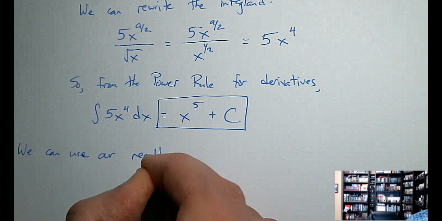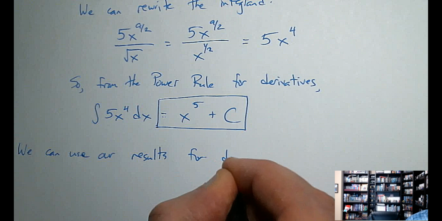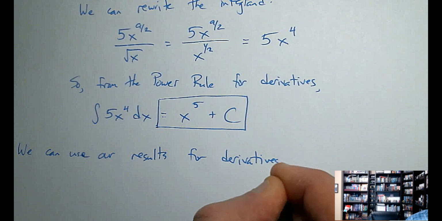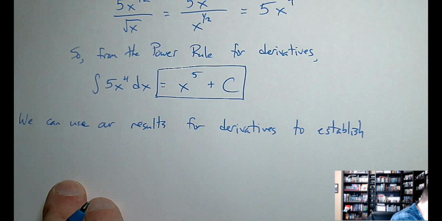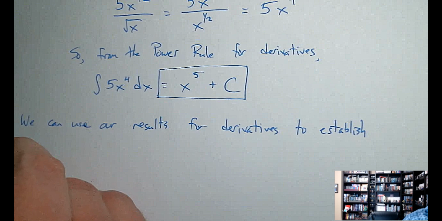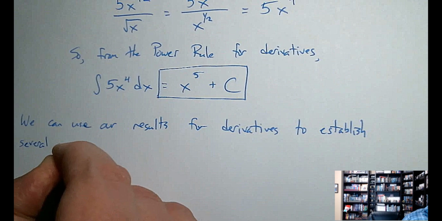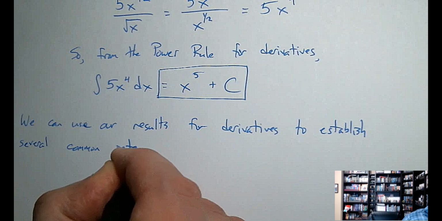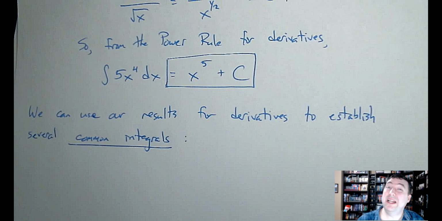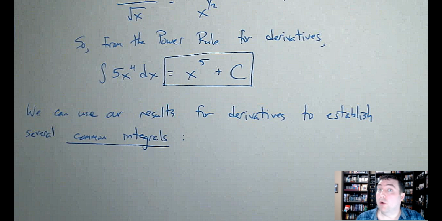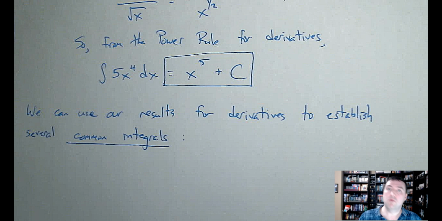So we can use our results for derivatives to establish several of what I'm going to call common integrals. These are integration results that we're going to come back to again and again and again. So it's going to be really, really important to commit these to memory, and to just have these as facts right on the tips of your fingers, so that when you need to make use of one of them, it's going to be right there. It's going to be automatic. You're going to be able to put it down.